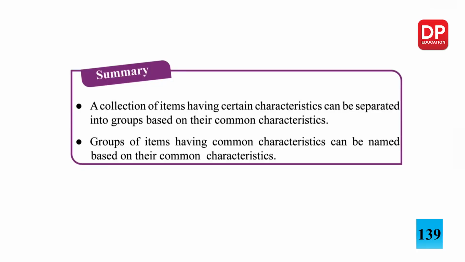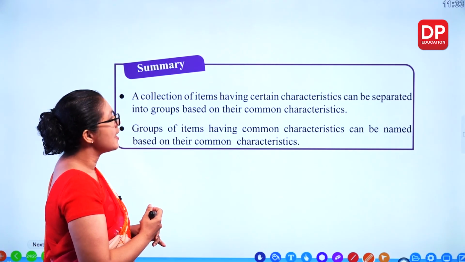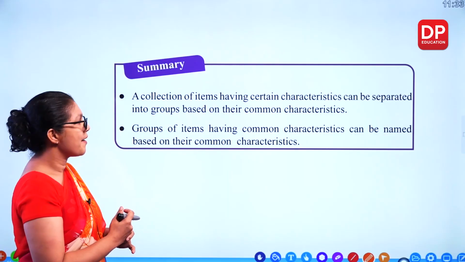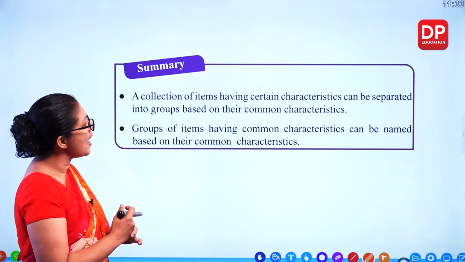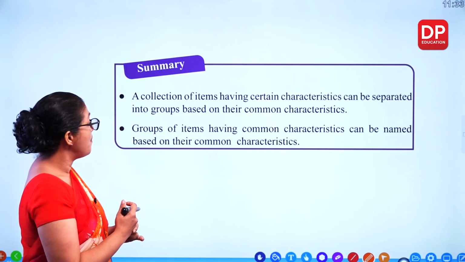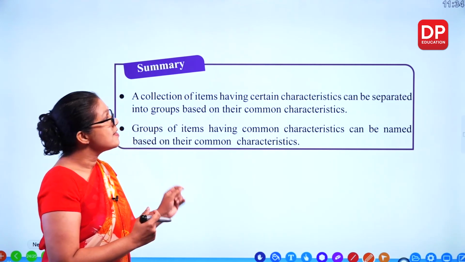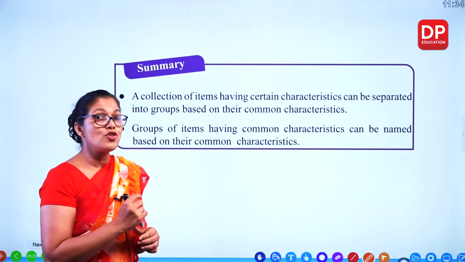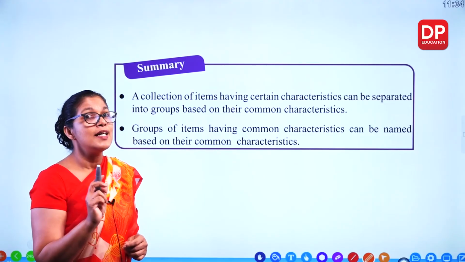So we covered all theory related to selection. A collection of items having certain characteristics can be separated into groups based on their common characteristics. Groups of items having common characteristics can be named based on their common characteristics. So this is selection. This lesson is important in future with a different name. So you will figure out what's the unit there.